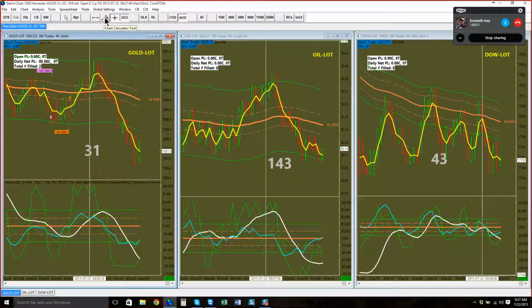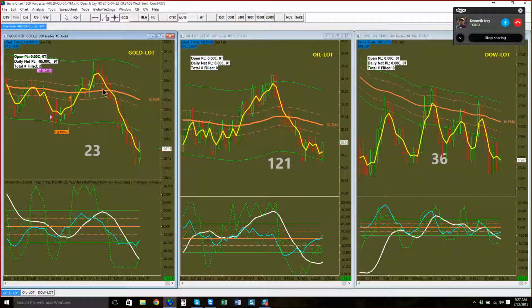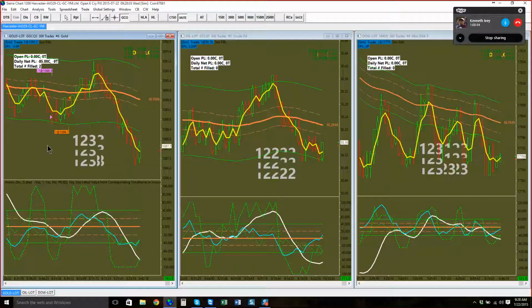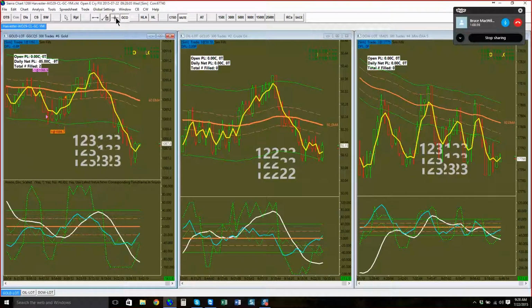And if we'd taken that, we would have been able to make our $230, our 23 ticks. So what could be more wonderful?